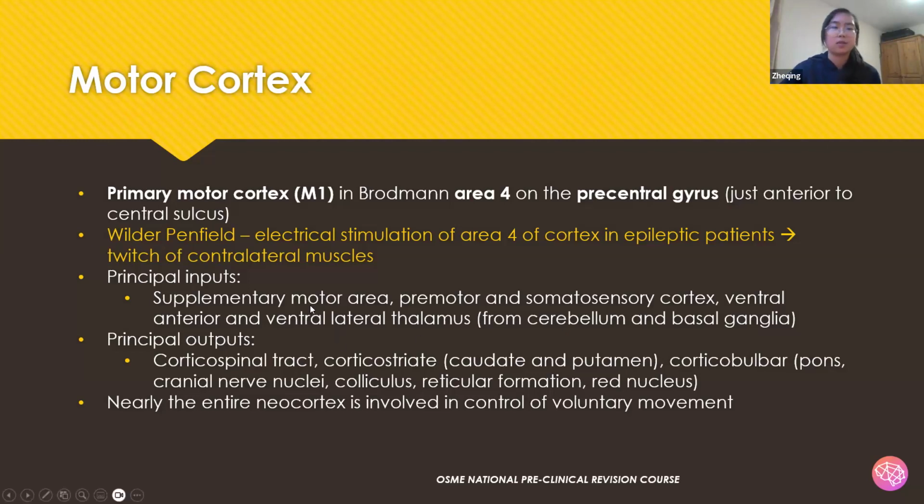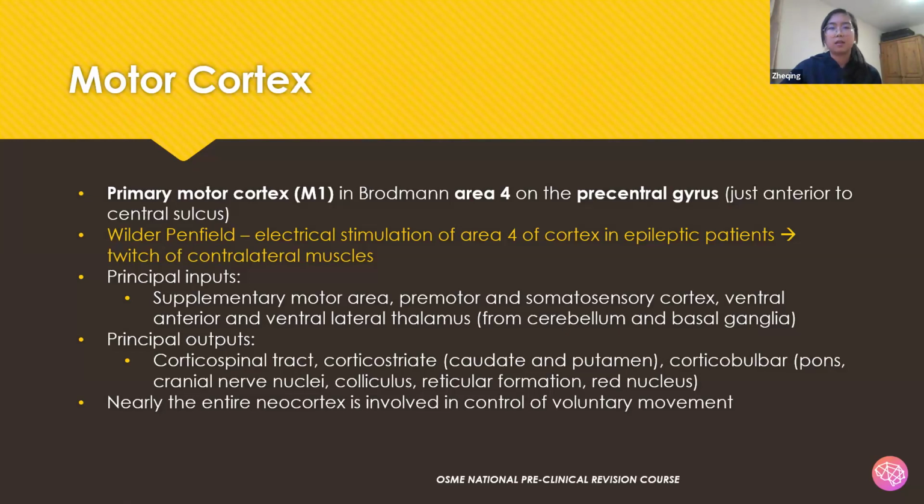This was shown by Wilder Penfield with his experiments, where he used electrodes to stimulate different areas of the cortex in epileptic patients. When he stimulated area 4, it was able to produce a twitch of the contralateral muscles. So that's how they localized motor function to this area of the brain.